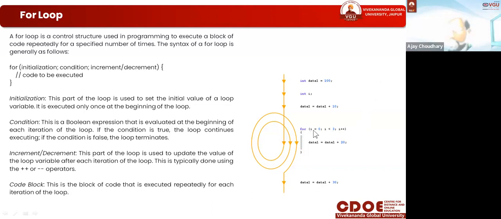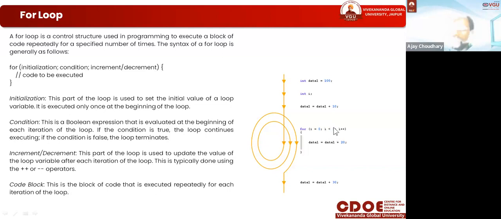So just executing this code, first we initialize the value. A for loop is a control structure used in programming languages to execute a block of code repeatedly for a specified number of times. A specified number of times means there is a condition for how many times this code is executed, for example when the value of I is greater than 3.